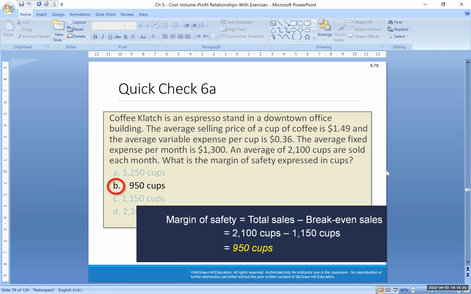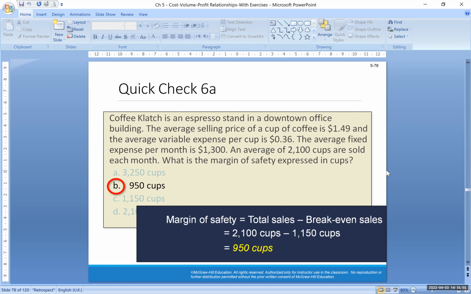If you go back to the quiz, just to remind you how to calculate the break-even point in units. Break-even point in units was calculated to be fixed expenses divided by the contribution margin. So fixed expenses here is 1,300 divided by 1.49 minus 0.36, 1,300 divided by 1.13.